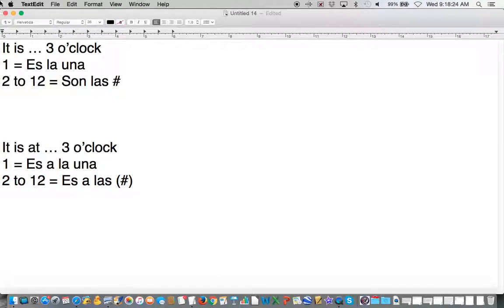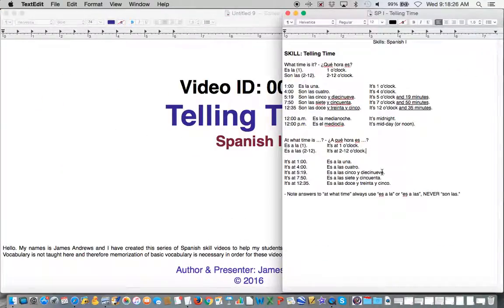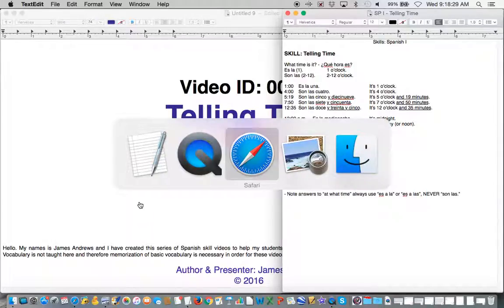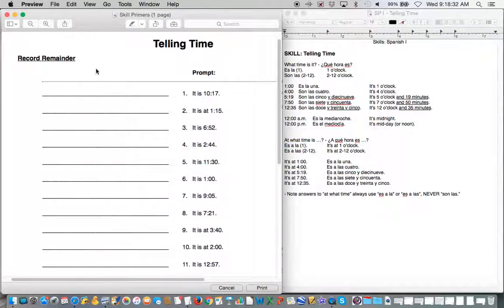Alright, so let's get rid of that. And we've got our notes here on the right in our worksheet. In our first one, it is 10:17. So it is 10 o'clock. Son las, and 10 is diez. If you don't know your numbers yet, you really need to stop this video and go back and learn your numbers, because you cannot do this skill without your numbers. It's just not possible. So you should stop the video and go learn your numbers and then come back once you know them. So diez is 10.